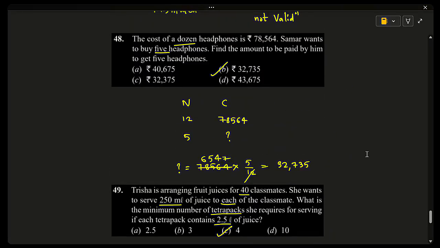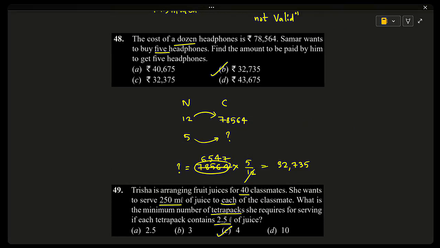The 12 headphones cost 78,564. We want the cost of 5 headphones, right? Yes, sir. You can use the unitary method, like find the cost of 1 headphone, then 5 headphones you can do, but we have a shortcut now. Question mark related number we will write 78,564. So 12 headphones cost is this much. 5 headphones cost is less or more?